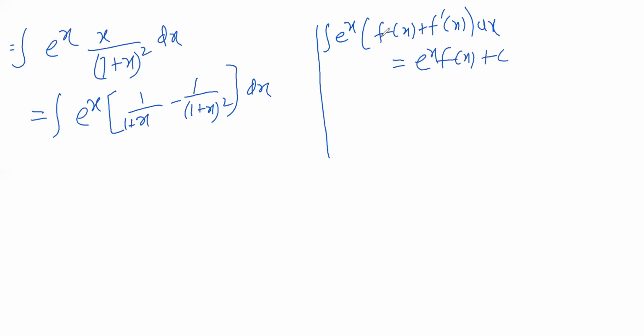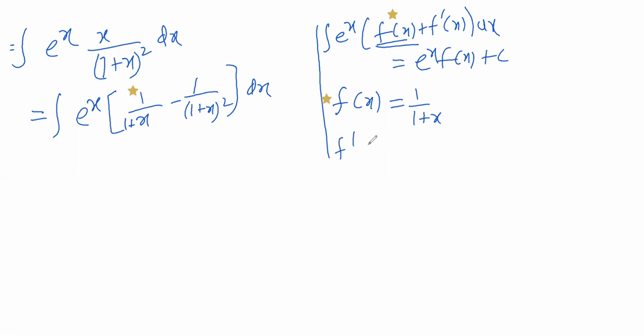See, I am explaining here: e power x into, in the place of f of x we are having 1 by 1 plus x. So taking f of x as what? This 1 by 1 plus x, right? This f of x is 1 by 1 plus x. So f of x is equal to 1 by 1 plus x.